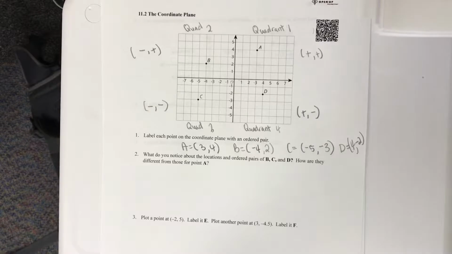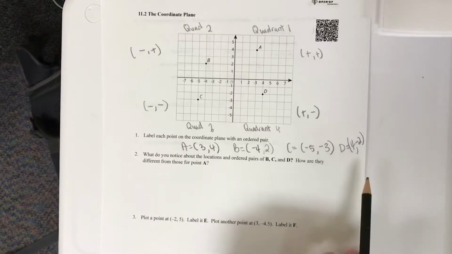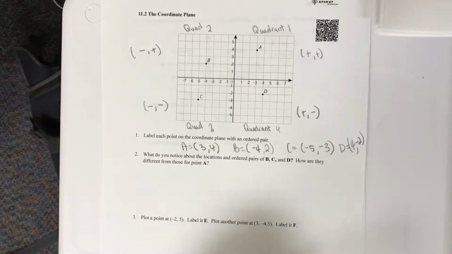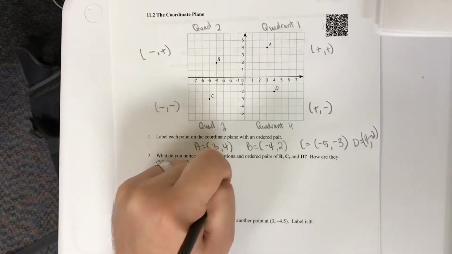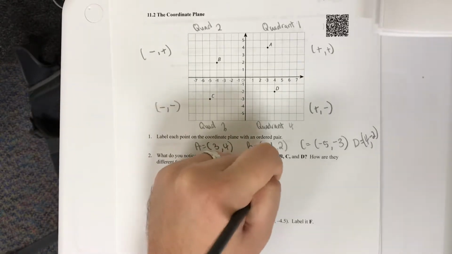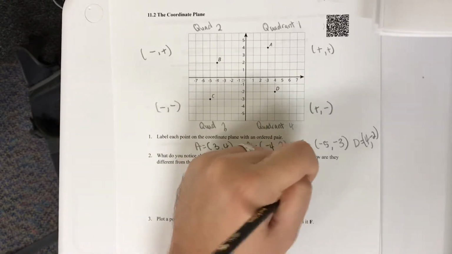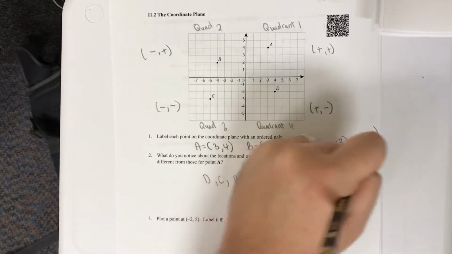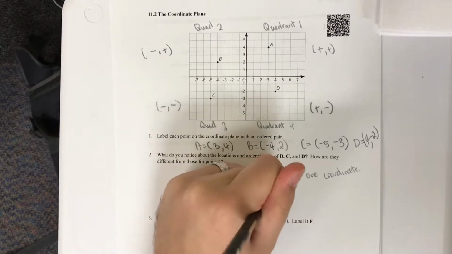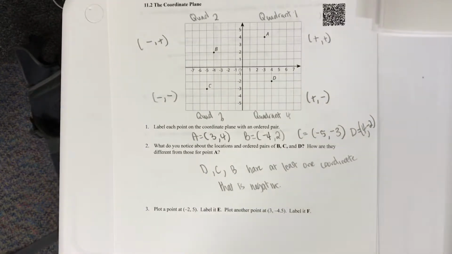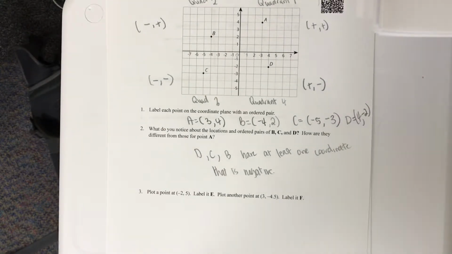And then what do you notice about the location and ordered pairs of B, C, and D? How are they different from those of A? Well, B, C, and D all have at least one negative coordinate. So D, C, and B have at least one coordinate that is negative. That is something that I noticed about them, right? The next thing says we're going to plot a point at -2, 5.